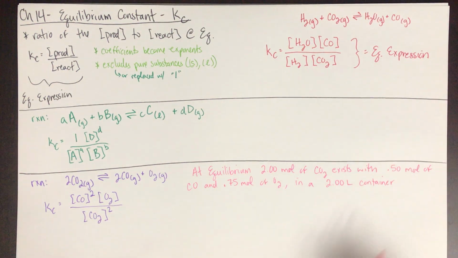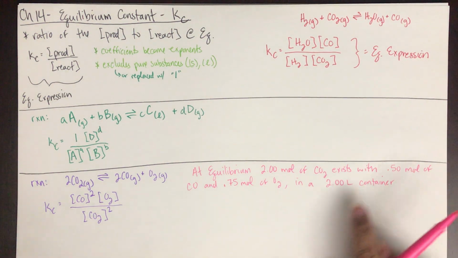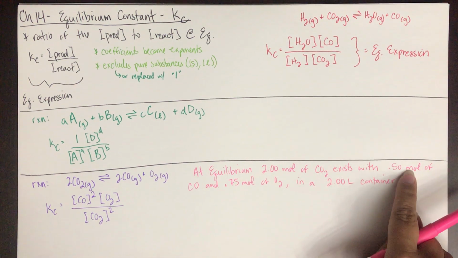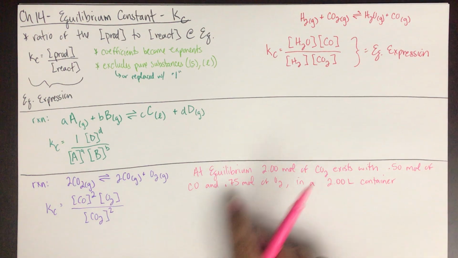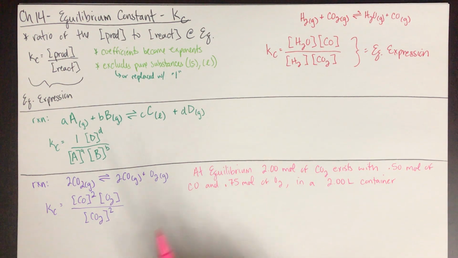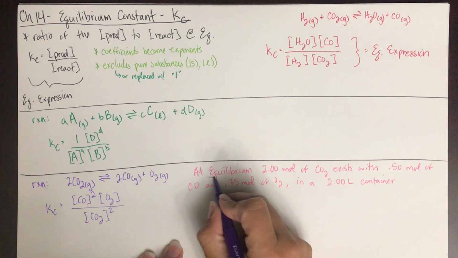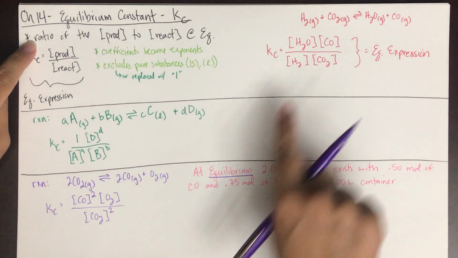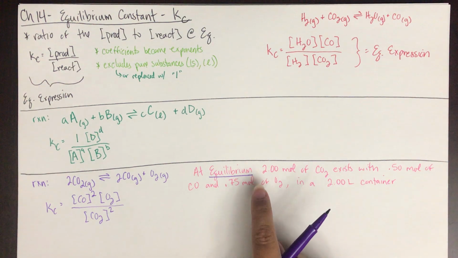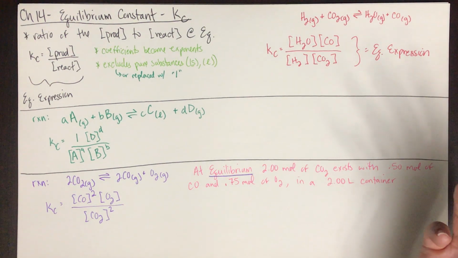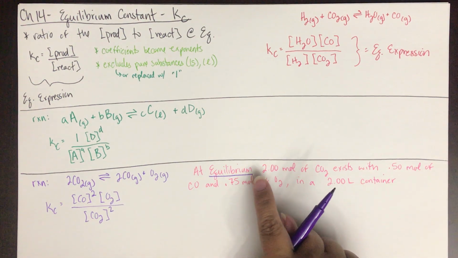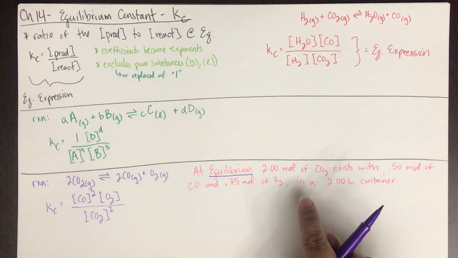So we have a 2.00 liter container. In that 2 liter container, we have 2 moles of carbon dioxide, 0.5 moles of carbon monoxide, and 0.75 moles of oxygen gas. One thing that's really important to take away from this is that it says at equilibrium, because the Kc is the ratio of products to reactants at equilibrium. So if we were not at equilibrium, we would not be able to write Kc for this reaction. This tells you we're talking about the Kc because these are the concentrations at equilibrium.